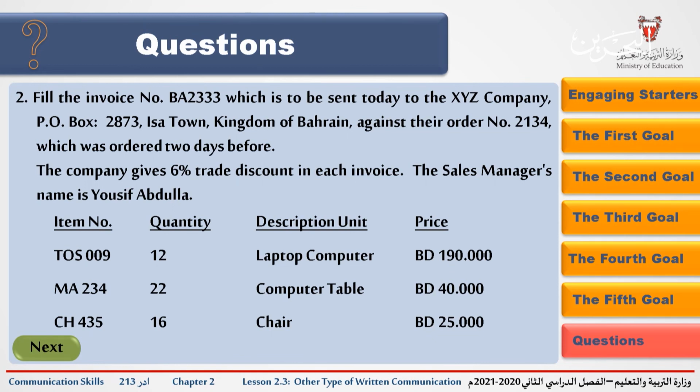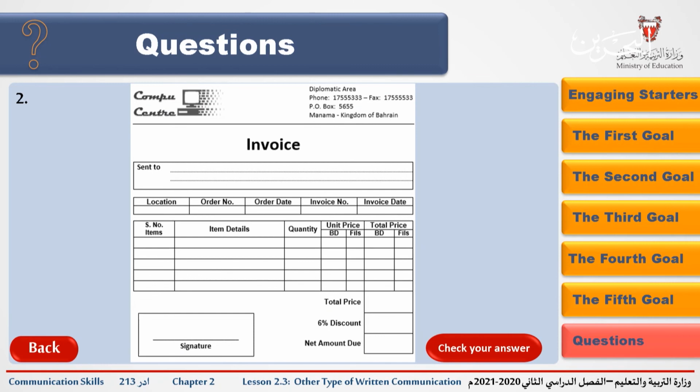Question number 3. The format of a report is usually determined by the audience, information, and purpose. Is the statement true or false? Question number 4. The main purpose of a job description is to show clearly what is expected from an employer. Is the statement true or false?